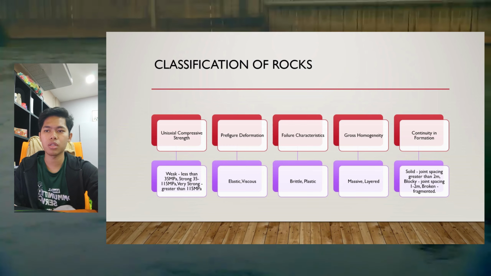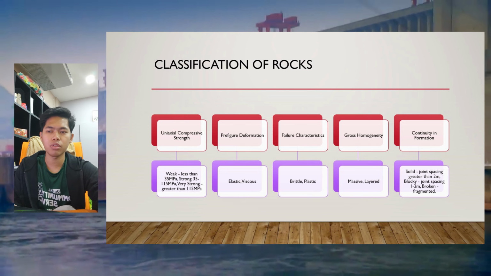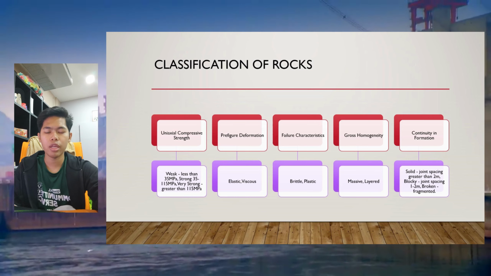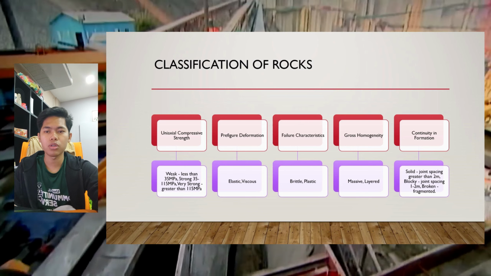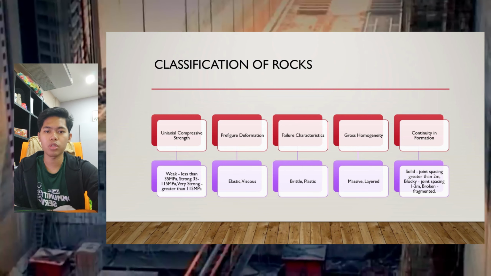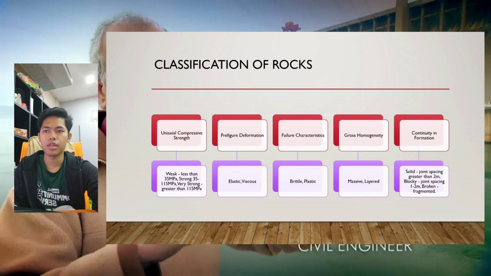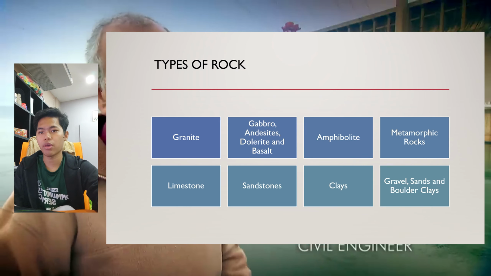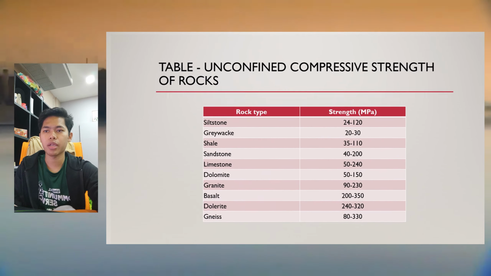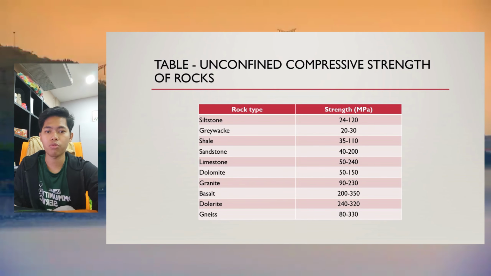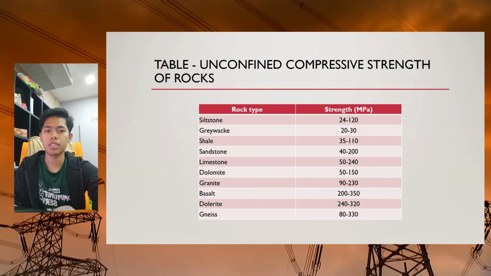That's uniaxial compression strength, and then pre-failure deformation, and failure characterization, and gross homogeneity, and continuity of formation. And then this is the type of rock that we have. And then we're going to check the strength of all the types of rock that we have. And you can see this.